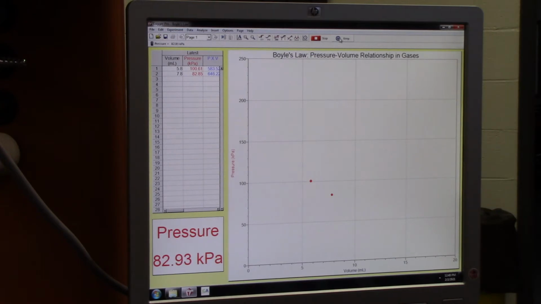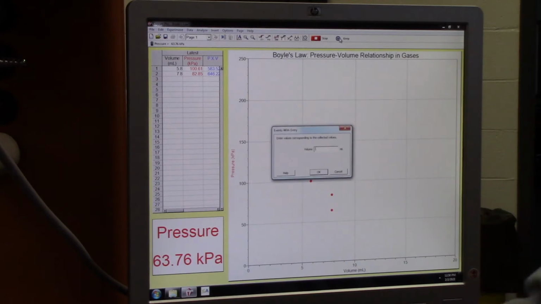All right, so now I'm going to go out to 10 mils. So it's even harder to pull. Okay. All right, that's how much pressure I have to apply, but you're actually reducing the pressure inside the syringe. Okay, so now I'm going to record that, and I'll put 10.8.